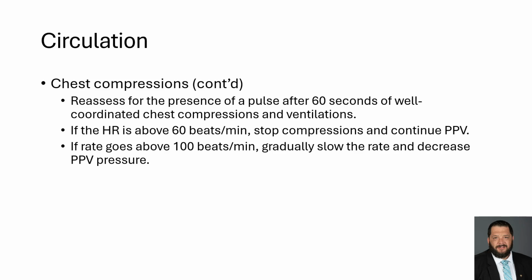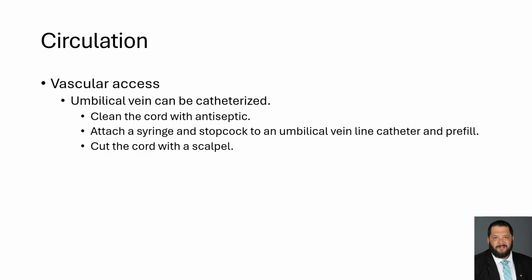Reassess for the presence or absence of pulse after 60 seconds of well-coordinated chest compressions and ventilations. If the heart rate's above 60, stop compressions, continue positive pressure ventilation. If the heart rate goes above 100, gradually slow the rate and decrease positive pressure ventilation. Don't stop assessing, though. You're going to continuously reassess. If the heart rate drops back below 100, you're going to go back to ventilations again.